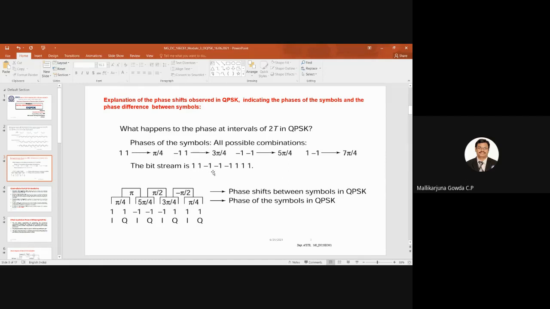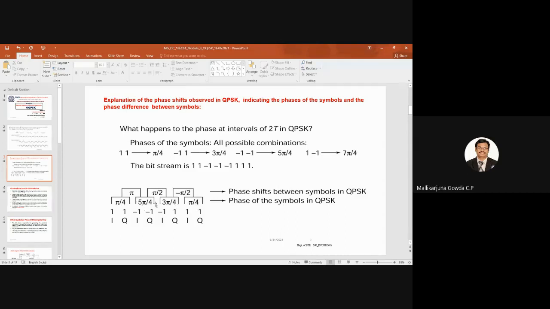Double one, triple zero, then triple one. So for that, from 1 1, the phase shift will be pi by 4. That is the QPSK phase shift, right? Then for 0 0, the phase shift will be 5 pi by 4. Then for this 1 0, as I said, it is 3 pi by 4. Then for 1 1 again 5 pi by 4, right?